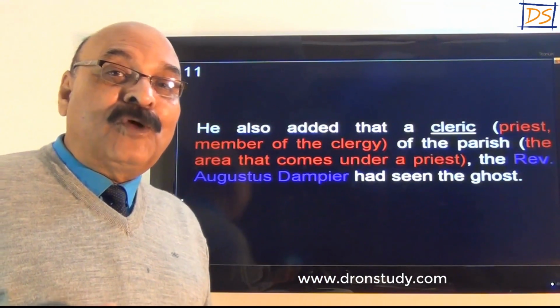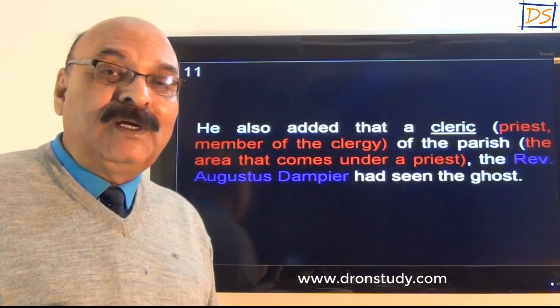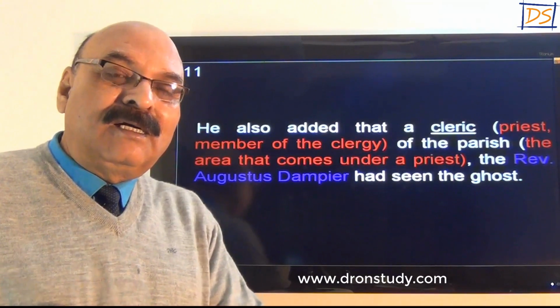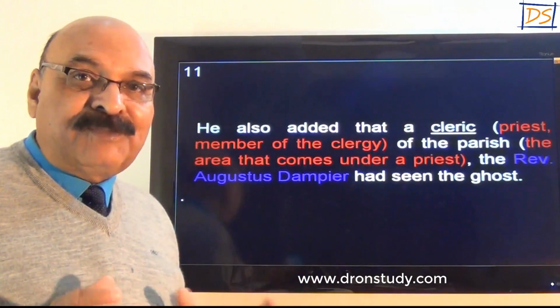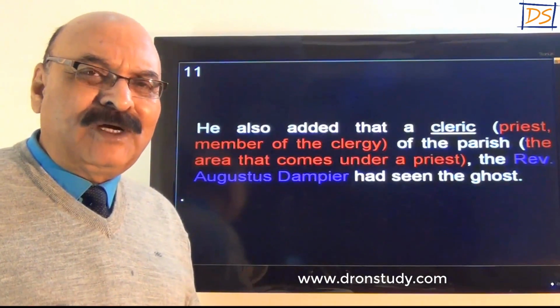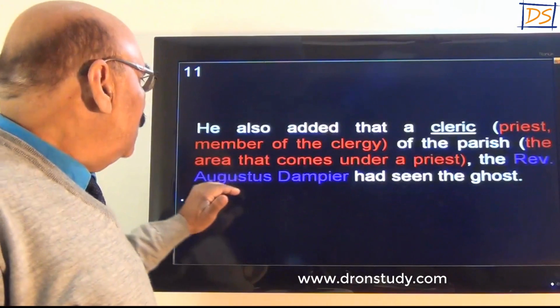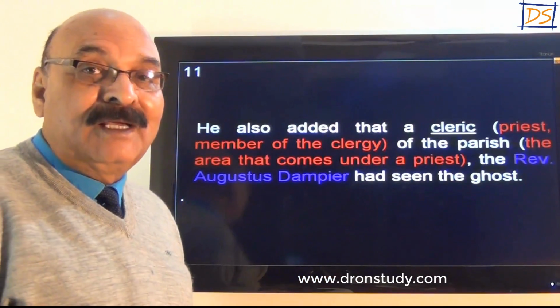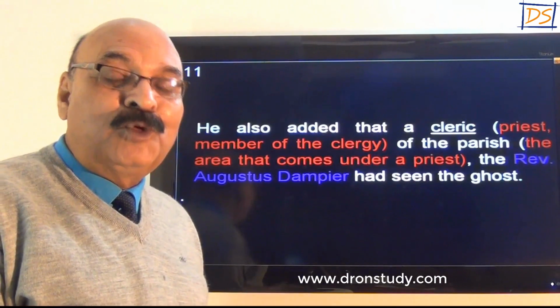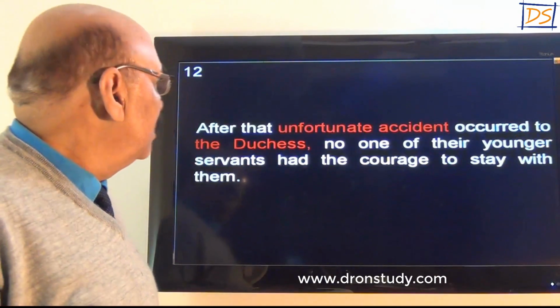He forwarded another proof that the priest, Reverend, is a word for respect, showing respect, used in front of religious members. Reverend Augustus Dampier had also seen the ghost. He also put that proof in front of him.